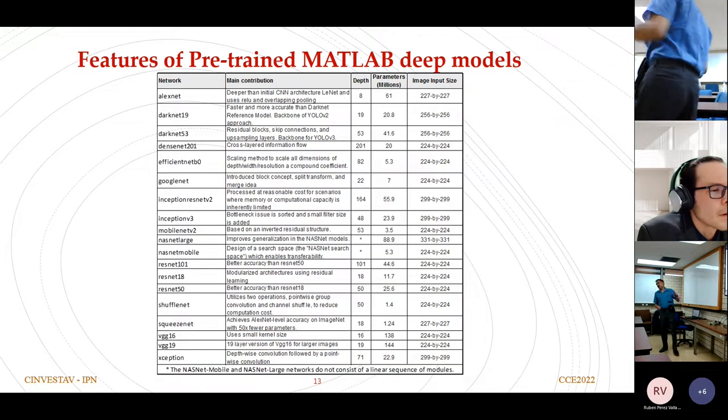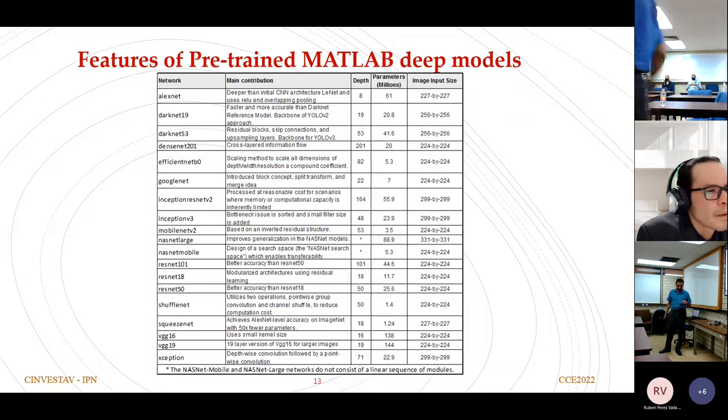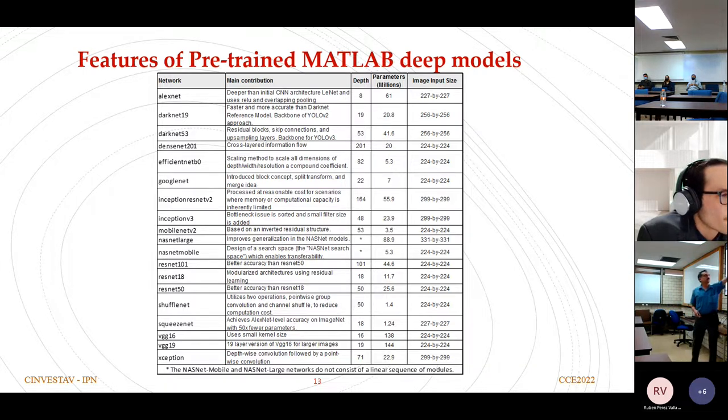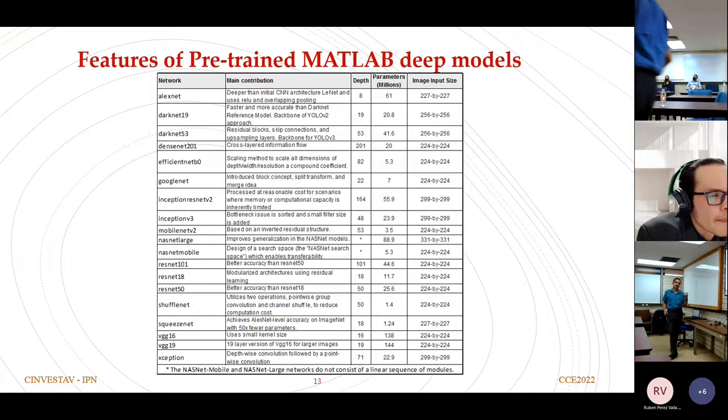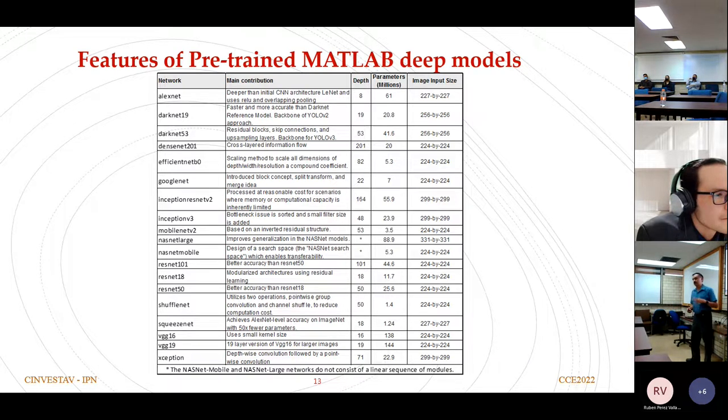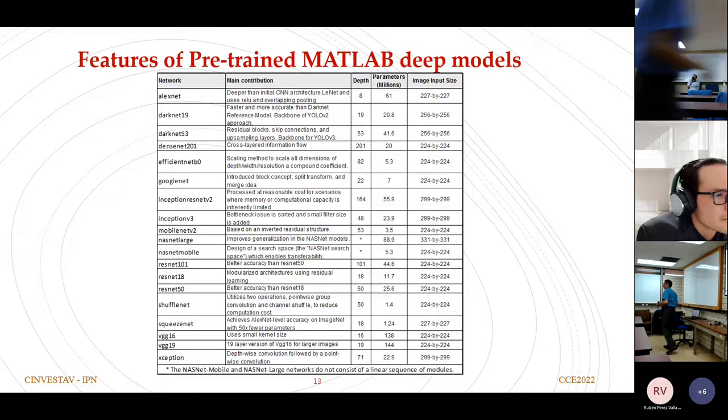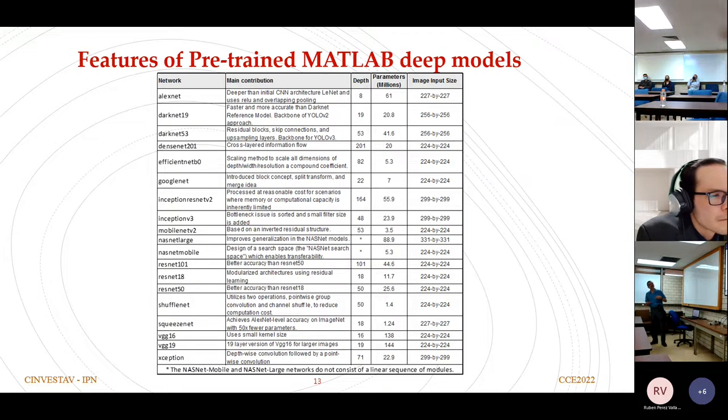This is the complete list, the 19 models that are available in the MATLAB environment. And here we can see the quantity of parameters in millions, and the input size that they admit as input for images. The depth refers to the number of convolutional layers that every one of these models has.